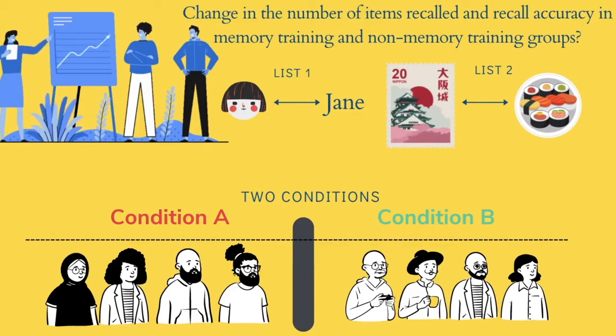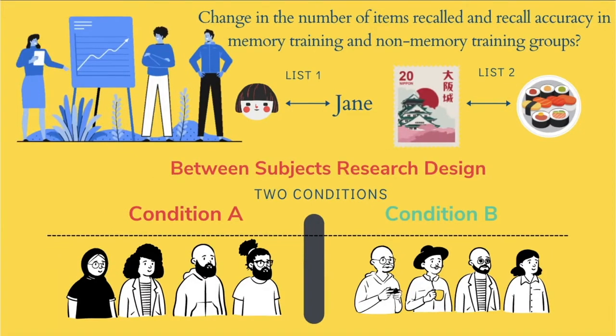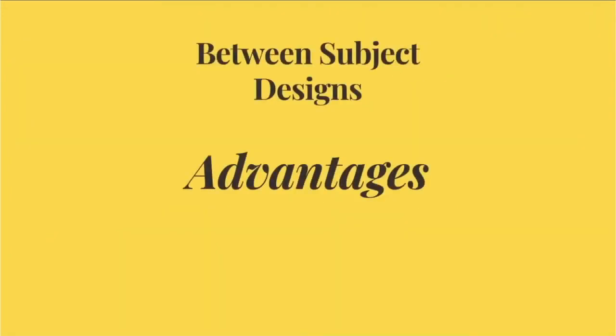But that's not the interest of this particular video. The key takeaway here is that in this current study, there are two different conditions, A and B, and different participants have been recruited in each of these conditions. This is the between subjects research design. So now that we understand what the between subjects design is, let's look at the advantages of using the between subjects design.